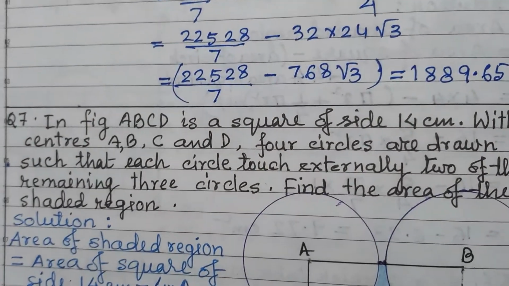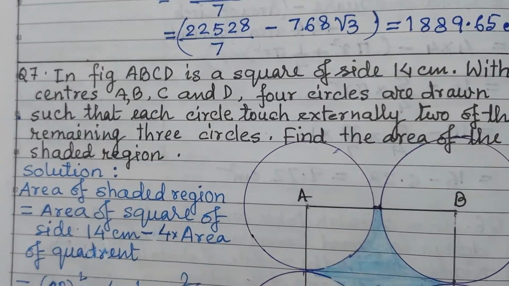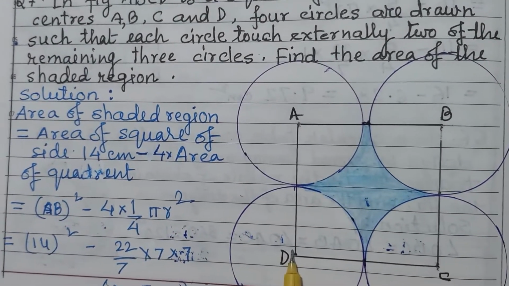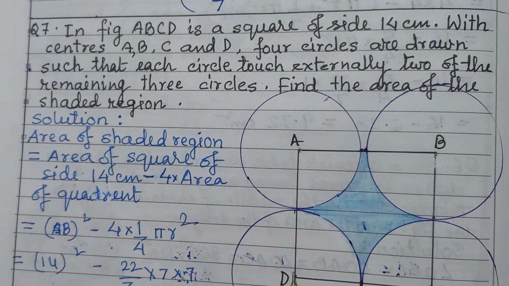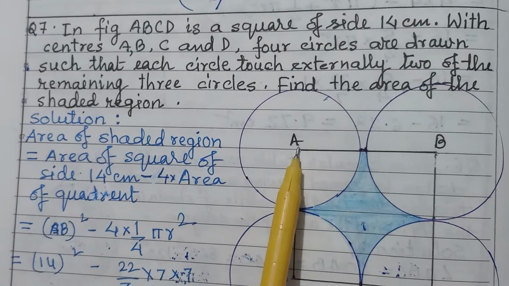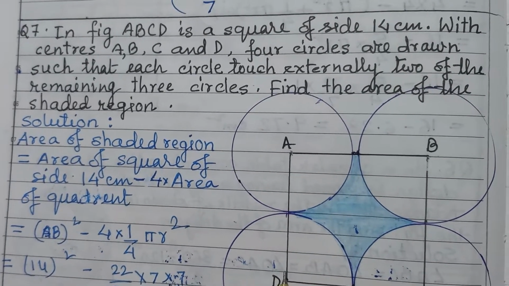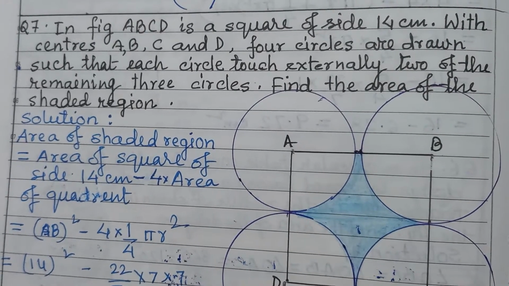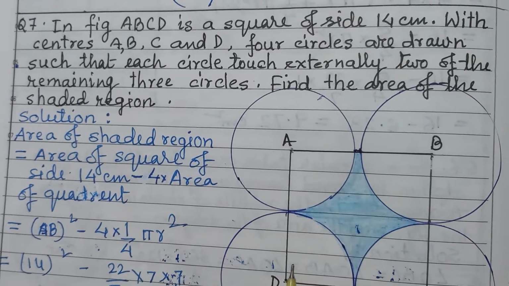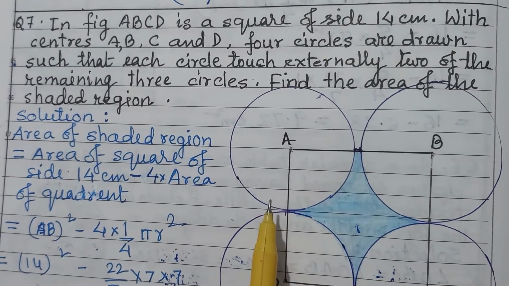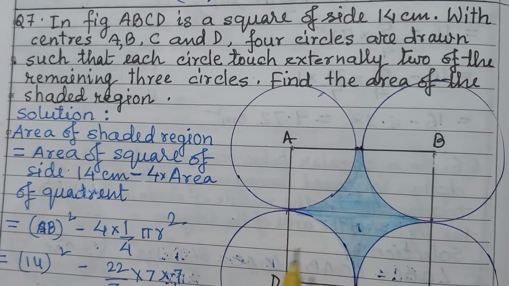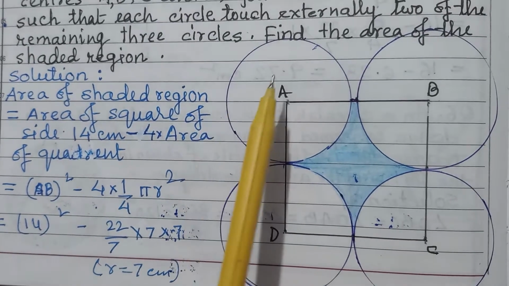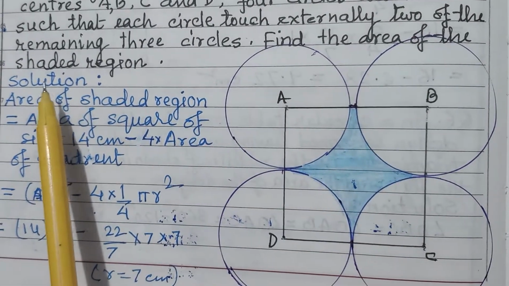In the figure, ABCD is a square of side 14 centimeter. With centers A, B, C and D, 4 circles are drawn such that each circle touches externally 2 of the remaining 3 circles. This circle is touching these 2 circles. Find the area of the shaded region.